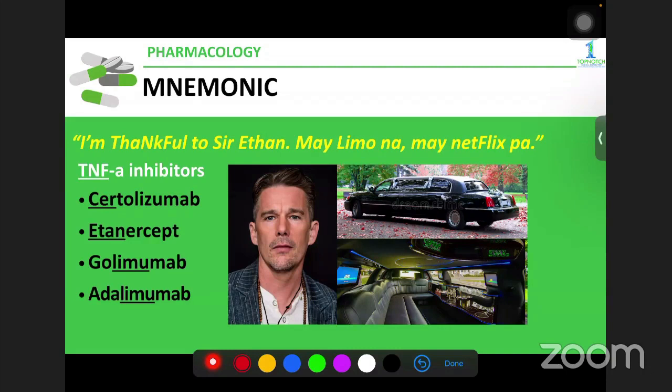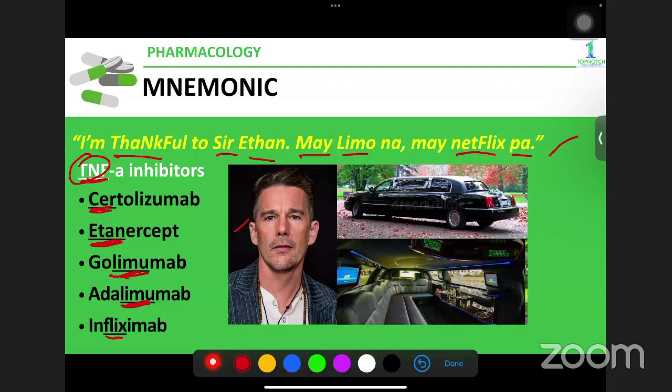I'm thankful. So, TNF. To Sir Ethan. Ethan Hawke, right? The one in the picture. May limona, may Netflix pa. Okay, remember this mnemonic. Meaning, TNF-alpha inhibitors: Sir Ethan, may limona, may Netflix pa. So one is infliximab. Okay? Maybe you find it corny already. It's okay guys, just a few minutes left. So I'm thankful to Sir Ethan, may limona, may Netflix pa. These are your TNF-alpha inhibitors.